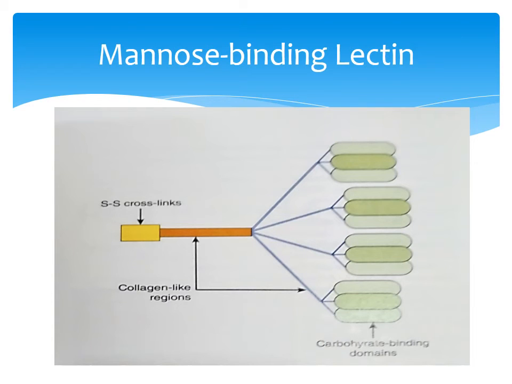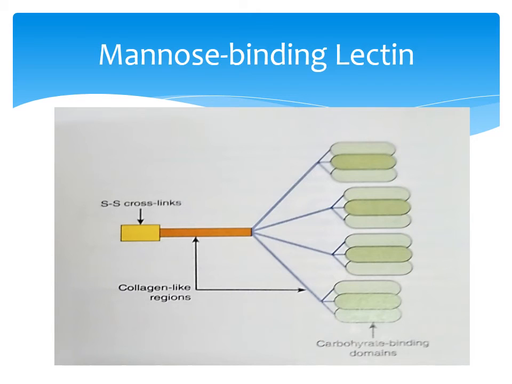This is a diagram of the mannose-binding lectin. As you can see, these are the heterotrimers, green colored, which bind the carbohydrate domains, that is, the mannose residues.